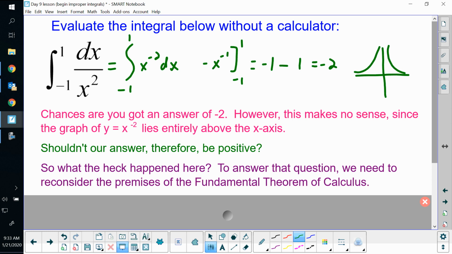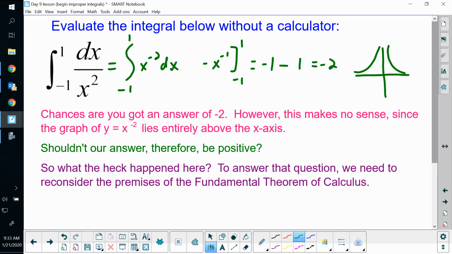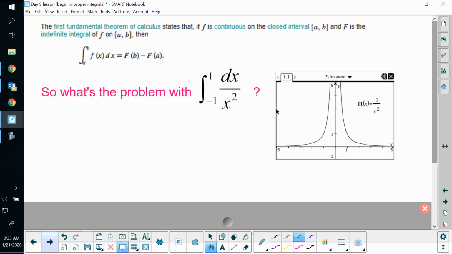Well, it goes back to our fundamental theorem of calculus, which gave us this process for evaluating integrals and giving us the meaning of it. If we go down to the bottom of the first page in the notes, our first fundamental theorem of calculus said that f had to be continuous on our closed interval a, b. Well, it's pretty clear to see in our graph of 1 over x squared, it is not continuous on that interval. We have an asymptote at x equals 0. So therefore, our first fundamental theorem of calculus did not apply for these integrals.